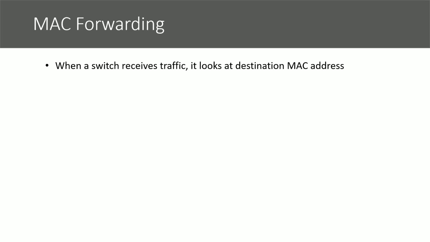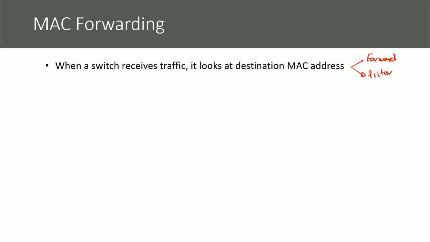So after we discussed the Ethernet frame and MAC addresses, let's talk about the MAC forwarding process in Cisco switches. When a switch receives traffic, it looks at the destination MAC address. Switches decide how to forward the frame or filter it based on the destination MAC address. So based on that, they can take one of two decisions, whether to forward it to certain ports or maybe to filter it from other ports.